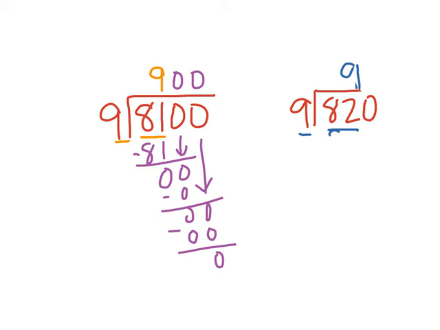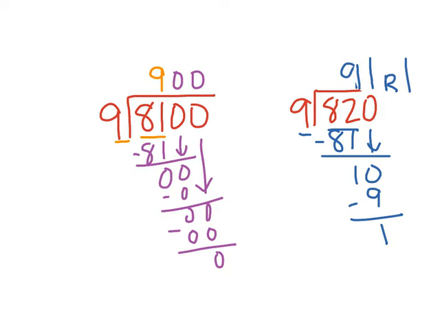I can only do that if it goes in evenly, because over here I'd have to subtract, and I would get, let's see, a 1 there, and 9 times 1 is 9. I subtract, and I get 1 left over. So I'd actually have 91, remainder 1. So I couldn't just bring up the 0 if it doesn't go in there exactly perfect.